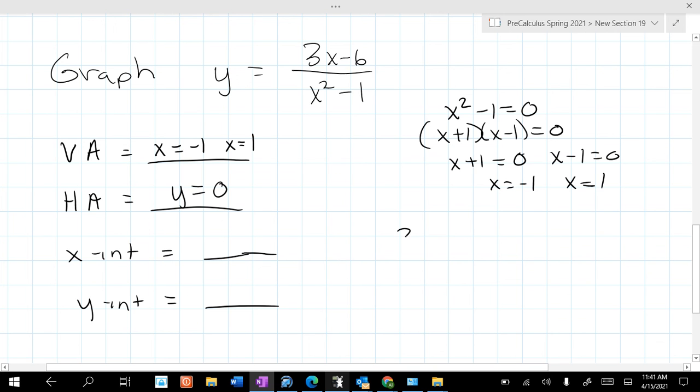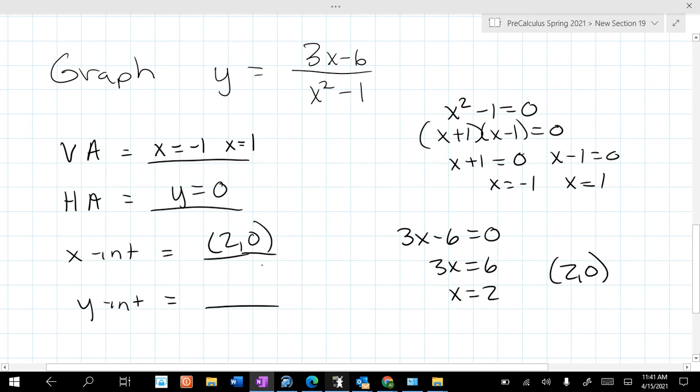X-intercept. You set the numerator equal to 0. So it's 0.20.